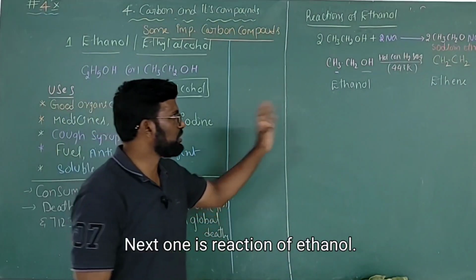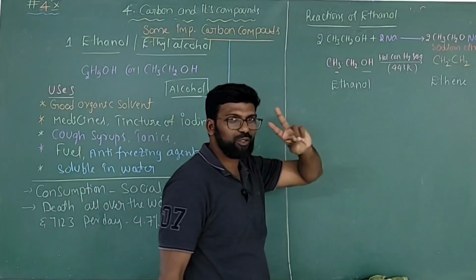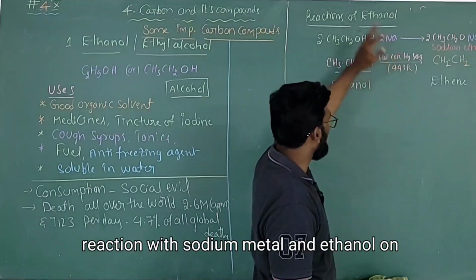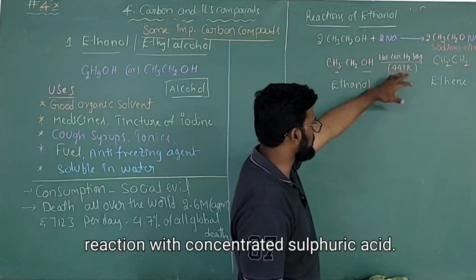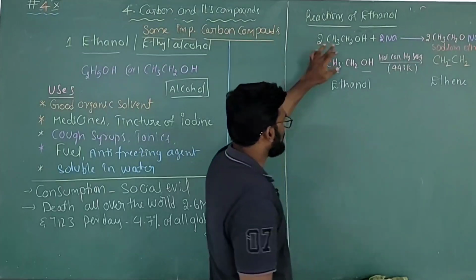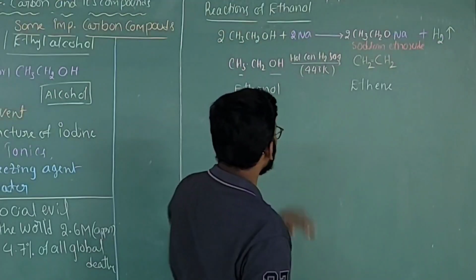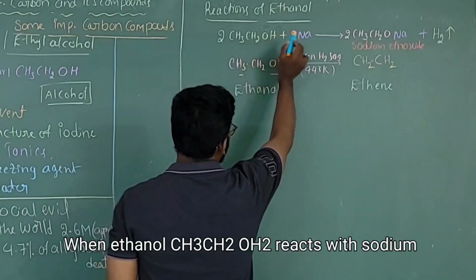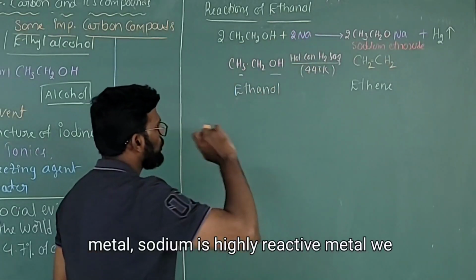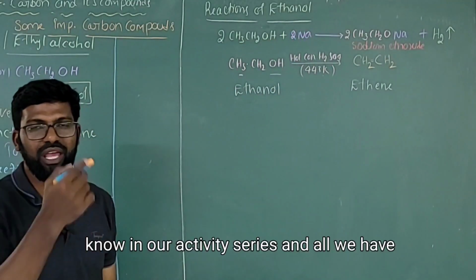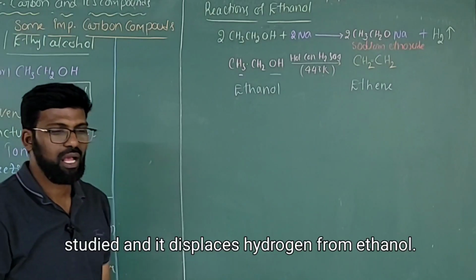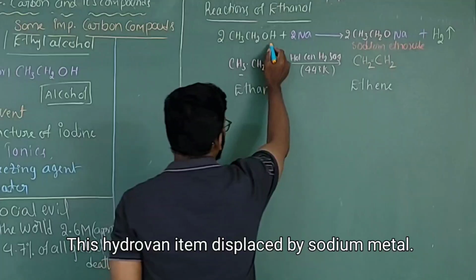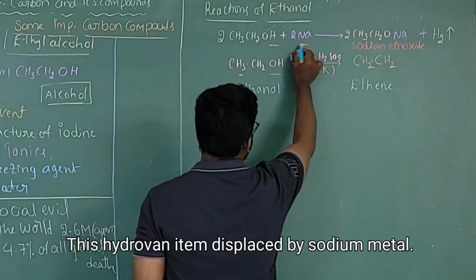Next we will move on to the reactions of ethanol. Here there are only two reactions. One is ethanol reaction with sodium metal, and the other is ethanol reaction with concentrated sulfuric acid. When ethanol CH3CH2OH reacts with sodium metal, sodium is a highly reactive metal. We know from our activity series that it displaces hydrogen from ethanol. This hydrogen atom is displaced by sodium metal.